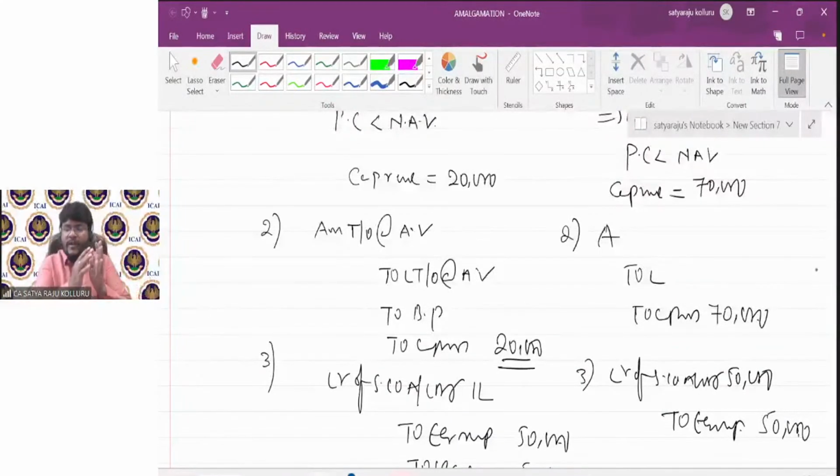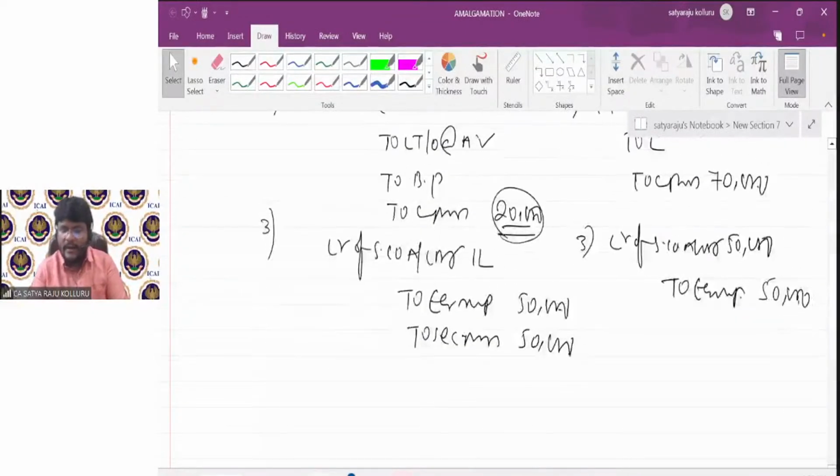Now, whether PC is recorded at issue price or PC is recorded at par value, there is no difference from my point of view. How do you know? Here, in the capital reserve entry, I got 20,000. In the third entry, I got securities premium of 50,000.